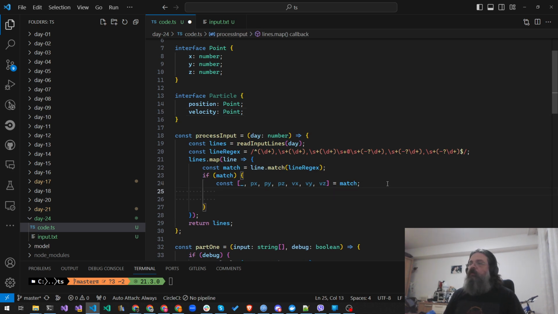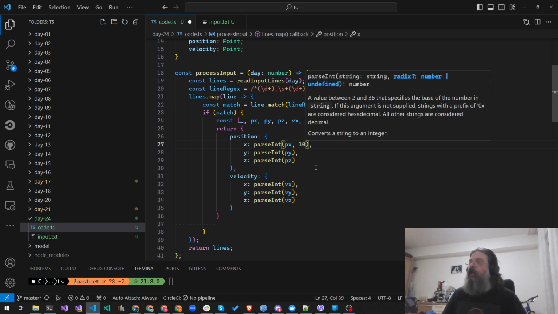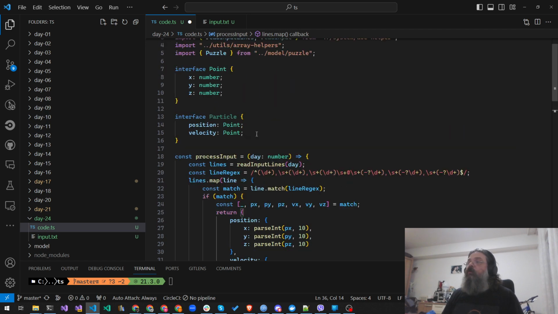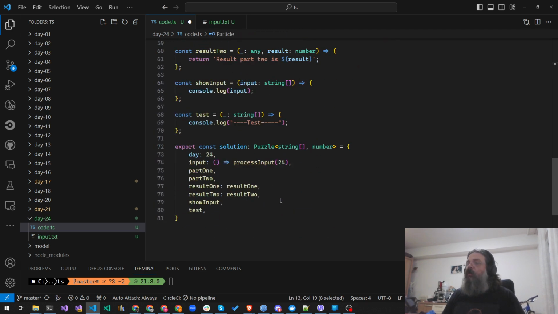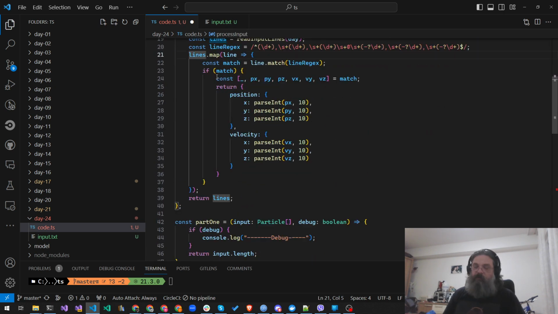And I will say return this. So parsing px without the 10, I will get some weird values every once in a while, and I don't want to do that. So basically our input is not a string array, it's a particle array, which means that here we don't, or particles.